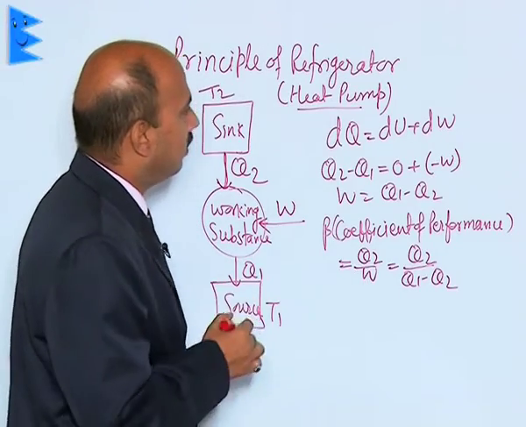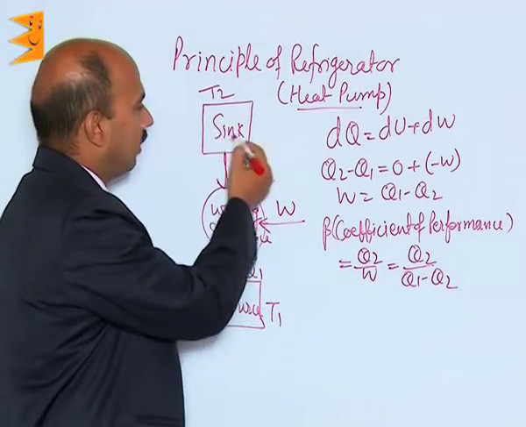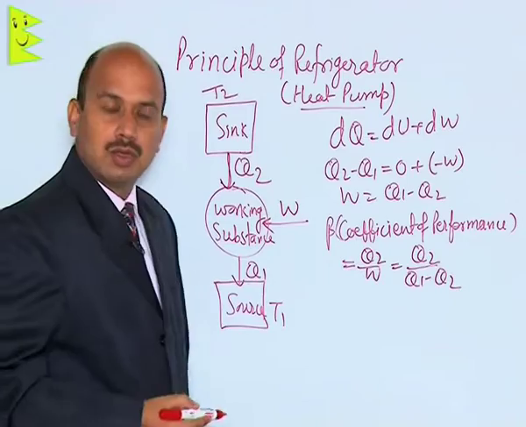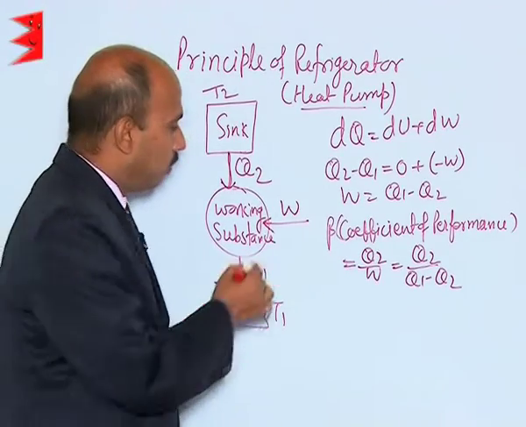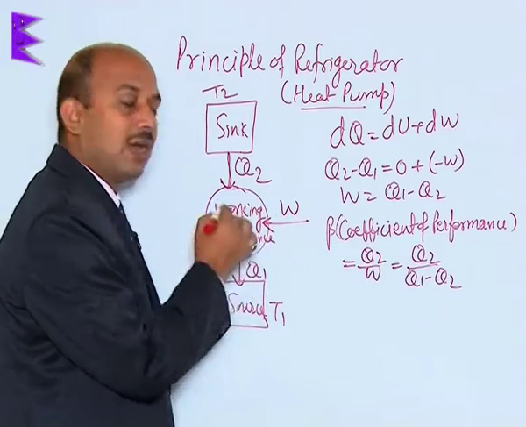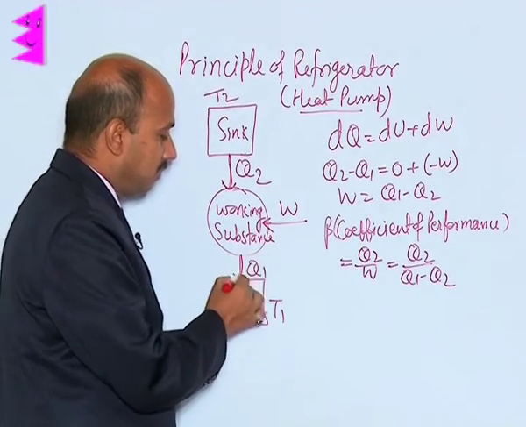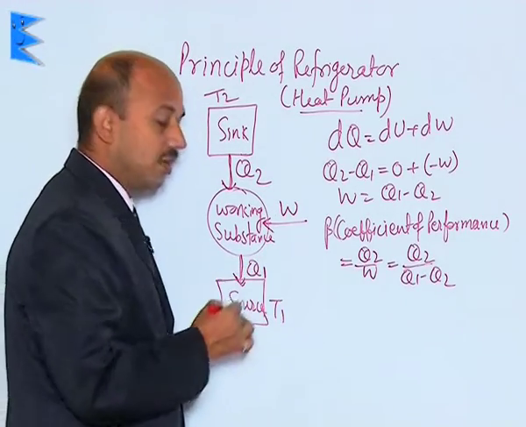Now see, in this case there are the main parts of this refrigerator. First one is the sink. Heat is taken out from the sink, that is Q2. Some work is done on the system, that is the working substance. As a working substance, some gas is used. After that some heat is given to the source. So heat given to the source is Q1.